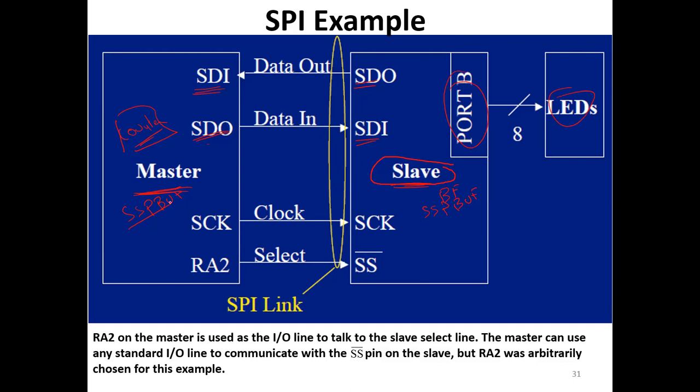So the master has to send the data: you have to read the value from the counter and send it to the SSP buffer. And the slave has to read the data from the SSP buffer and send it to port B.